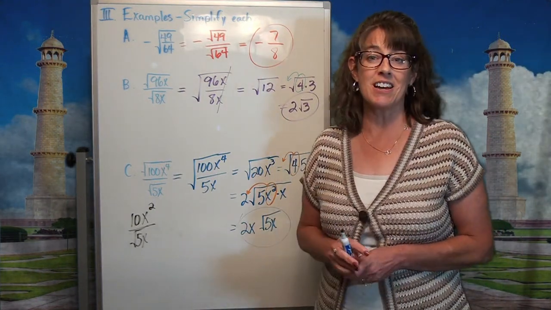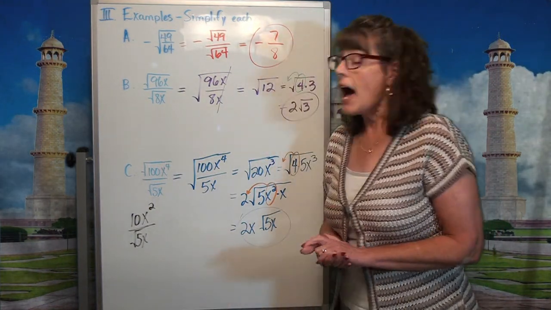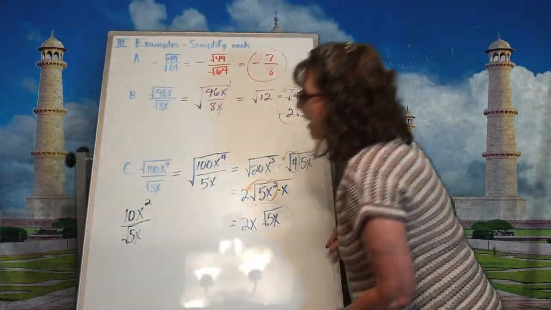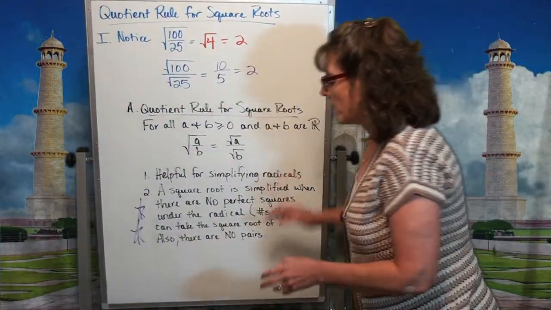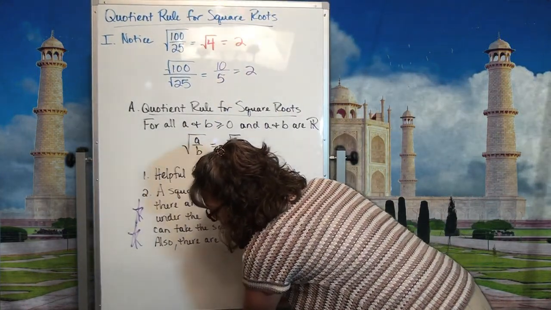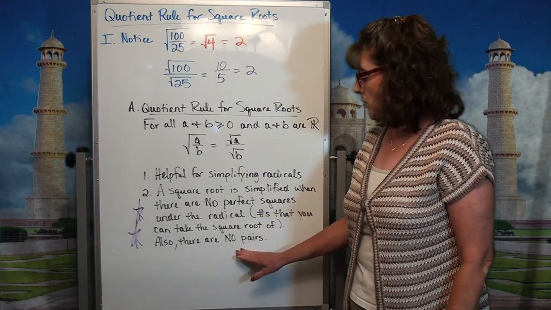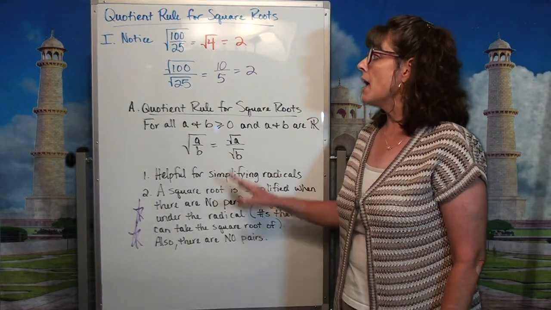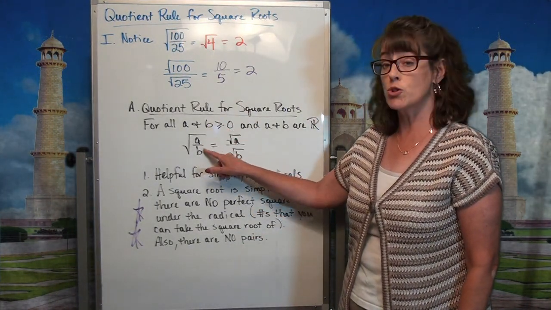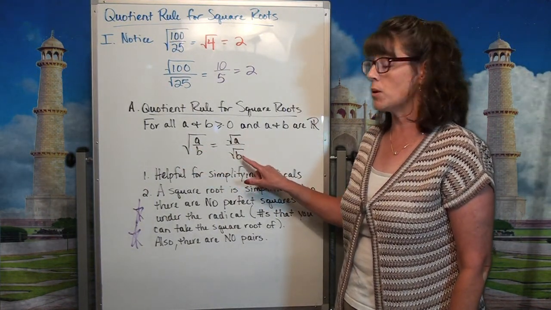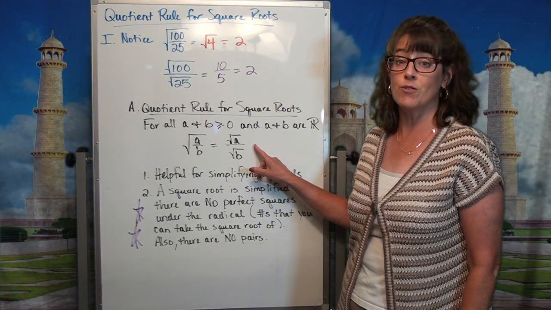So it is done. I hope that helps with your quotient rule and being able to simplify your radicals. Like I said before, simplifying those radicals, you know you are done when you have no perfect squares underneath the radical and when you have no pairs underneath the radical. And the quotient rule says I can either do the division and then take the square root, or I can take the square root of the numerator, square root the denominator, and then do the division.